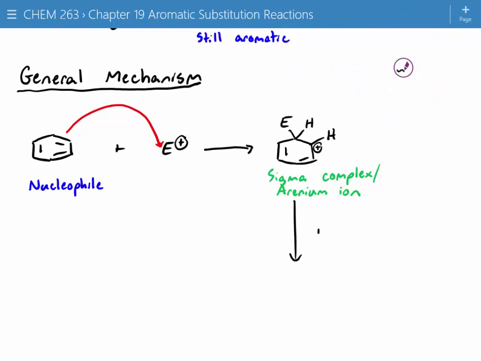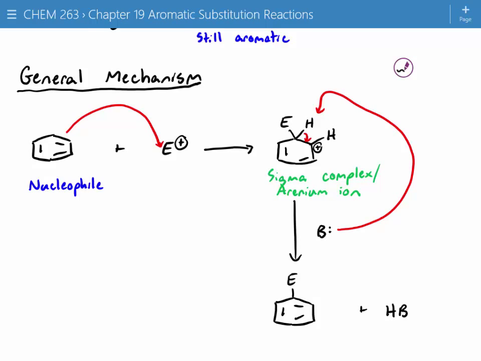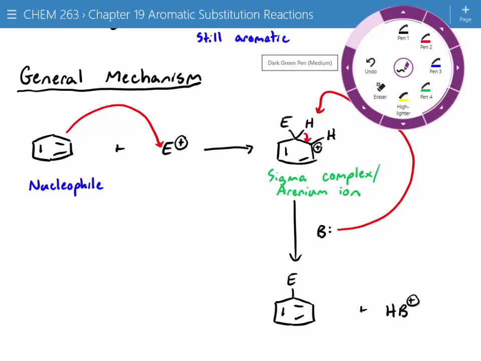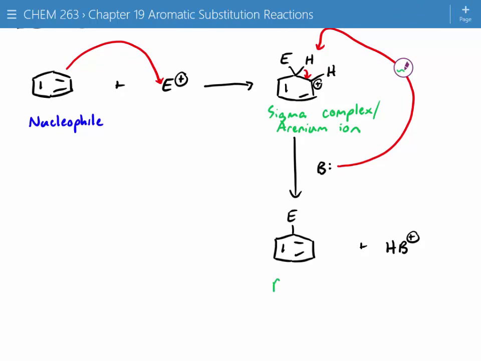So in the next step, we have some sort of generic base, and I'll call that B with a lone pair. This will come grab that proton, clamp down, and it will restore the aromaticity to this compound. And it will create our conjugate acid. So, restored aromaticity.